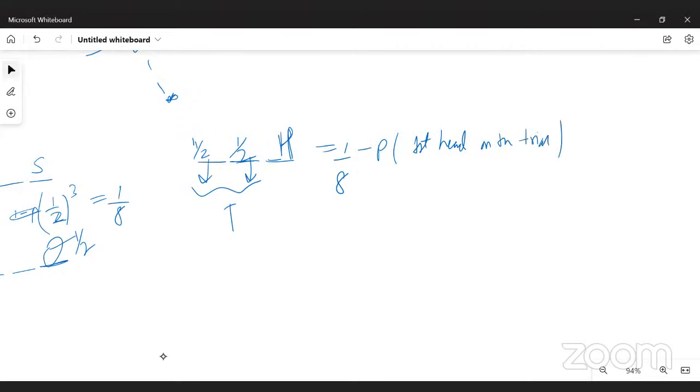That probability is 1 by 8. This calculation part is clear, ma'am. I'm just thinking about the practical application part. Yeah, the practical application of this is like, what is the probability that your first head appears on the third trial?